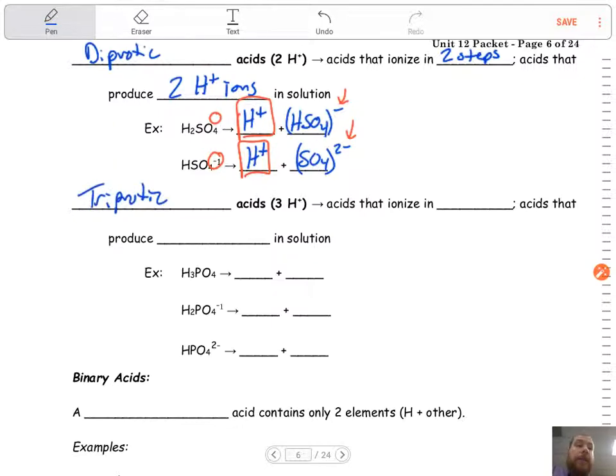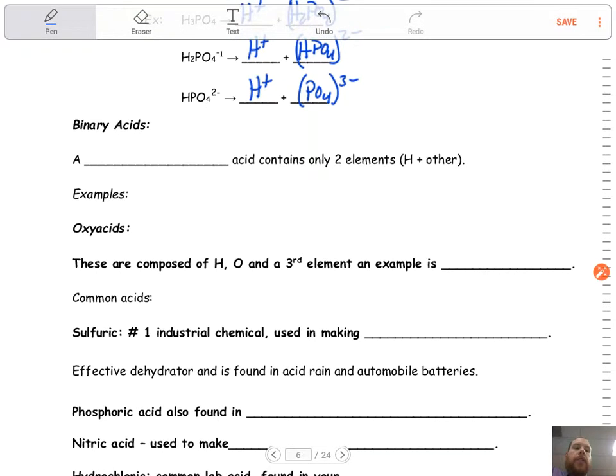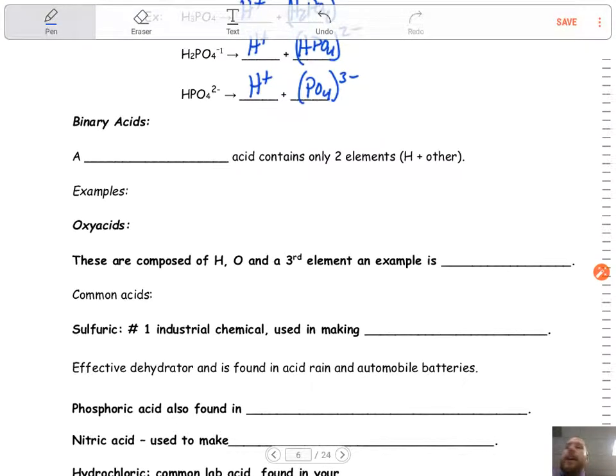Okay? And the last type of acid is going to be called a triprotic acid. Tri, you guys probably know by now, you can see the pattern. It's going to yield 3 ions in 3 steps. So we're going to have 3 H plus ions in the end. So you've got H plus, and then it would be H2PO4 with a 1 minus charge. Next one, get rid of another proton. So now we have HPO4 with 2 minus, and then we'd have another H plus, and we'd be left with phosphate.